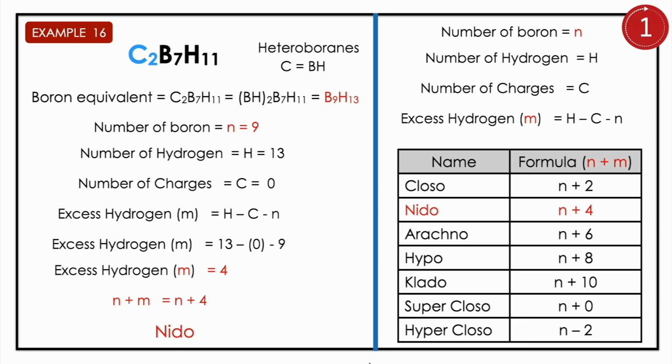It becomes a simple borane. So we find the excess of hydrogen. First step will be identifying the number of boron, which is N equals 9. Then hydrogen, which is 13. So H is 13. There is no charge. So C is 0. The excess of hydrogen formula is M equals H minus C minus N. If you substitute the values, it is 13 minus 9 gives 4. So it is an N plus 4 system. If you look at the table, it is the nido system. So according to Wade's rule, C2B7H11 has nido structure.